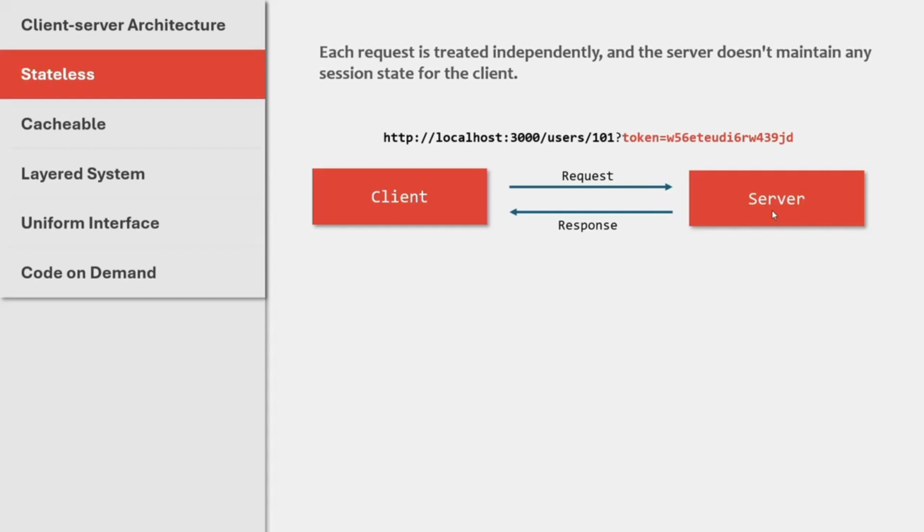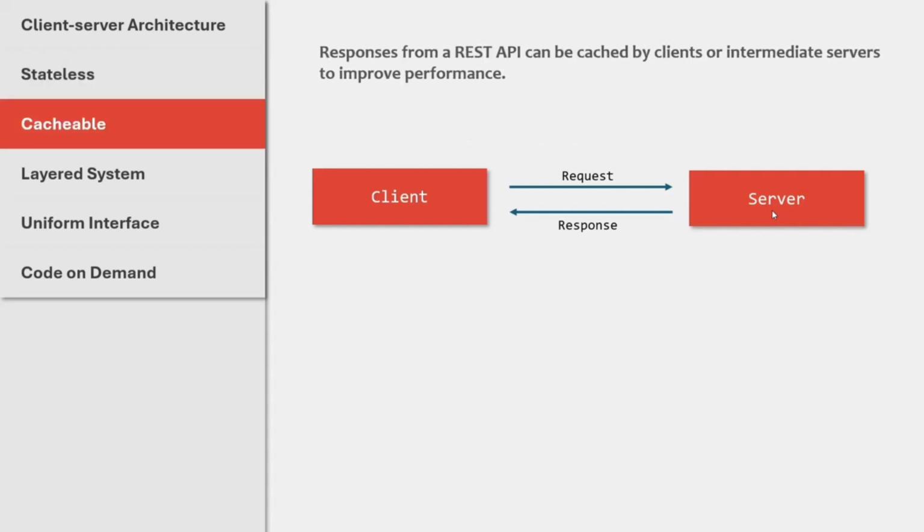Then the third principle is cacheability. So when we make a request from the client to the server, let's say we are requesting a list of users. So let's say in the response, we are going to get 1,000 users. Okay, so we have made a request to the server requesting all the users, and the server is going to send back a response with all the users.